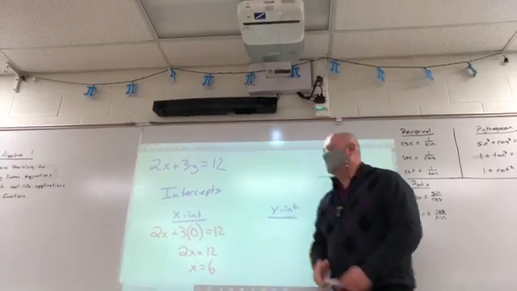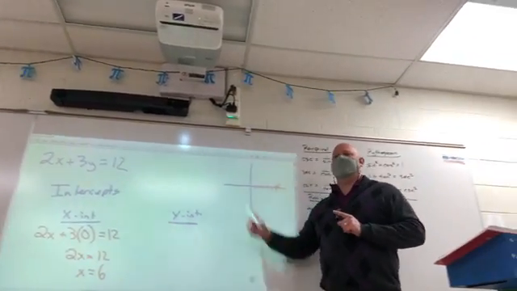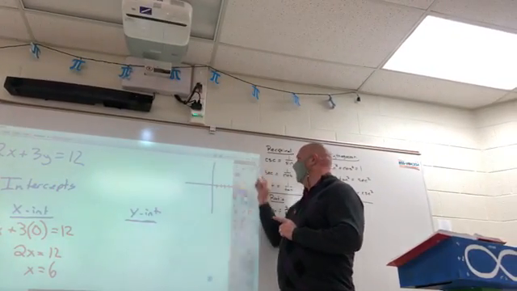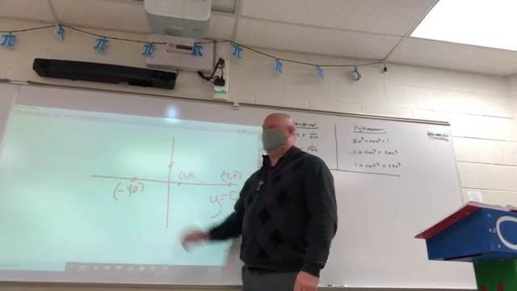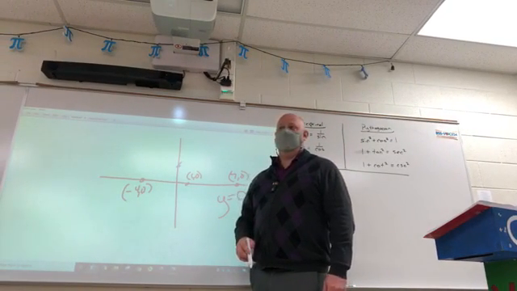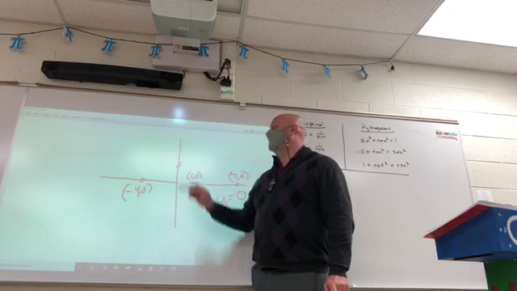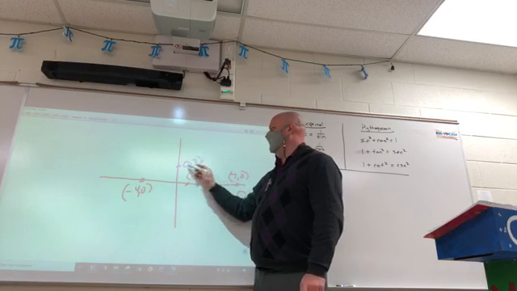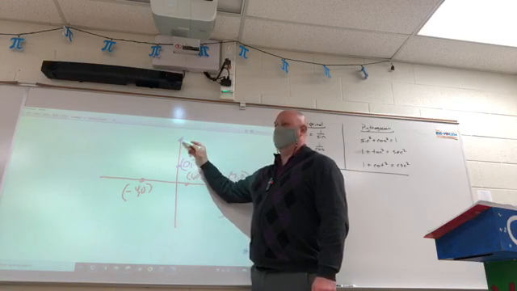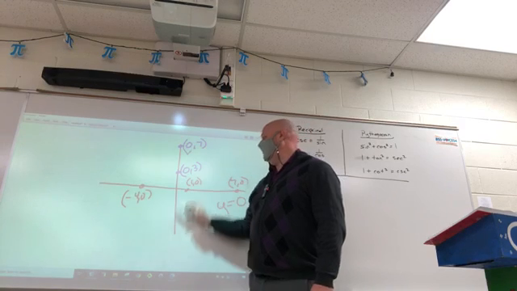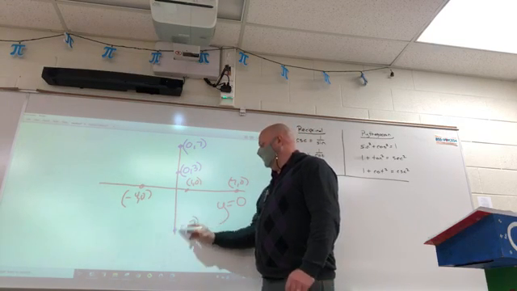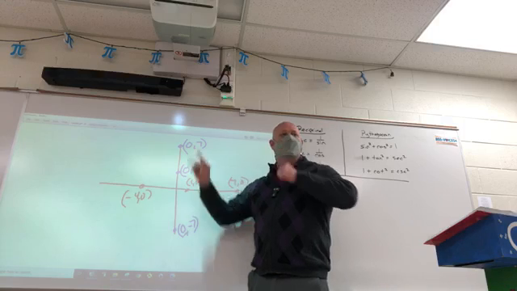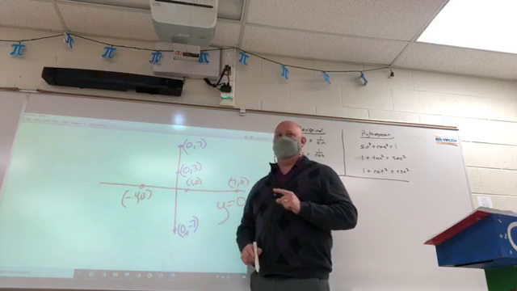What do all the points on the y-axis have in common? What are the coordinates of this possibly? 0, 3. How about up here? 0, 7. How about down here? 0, negative. What does every single point on the y-axis have in common?